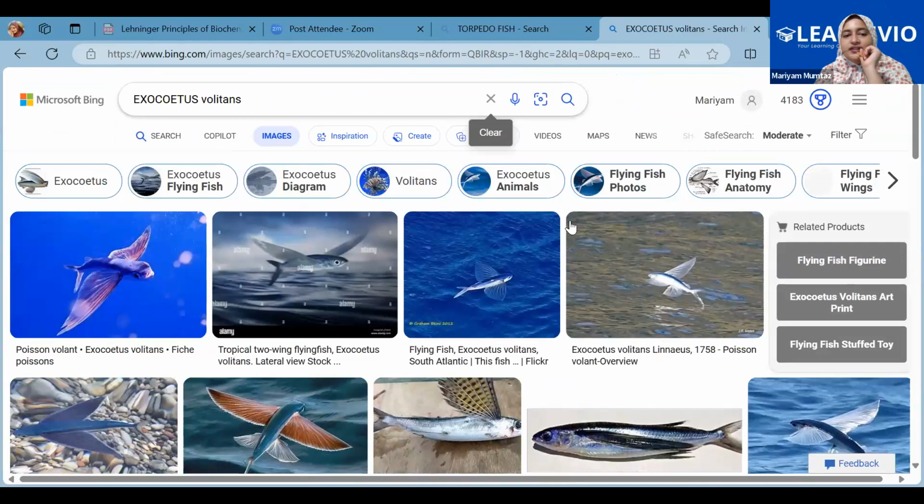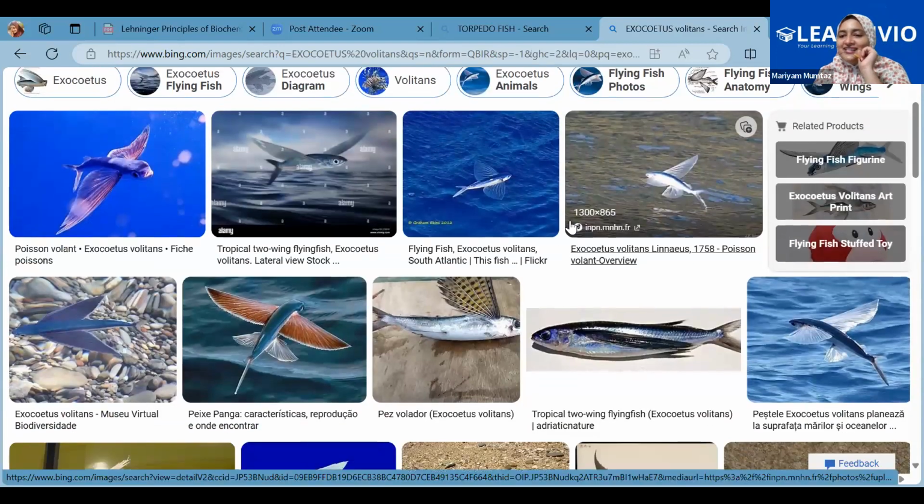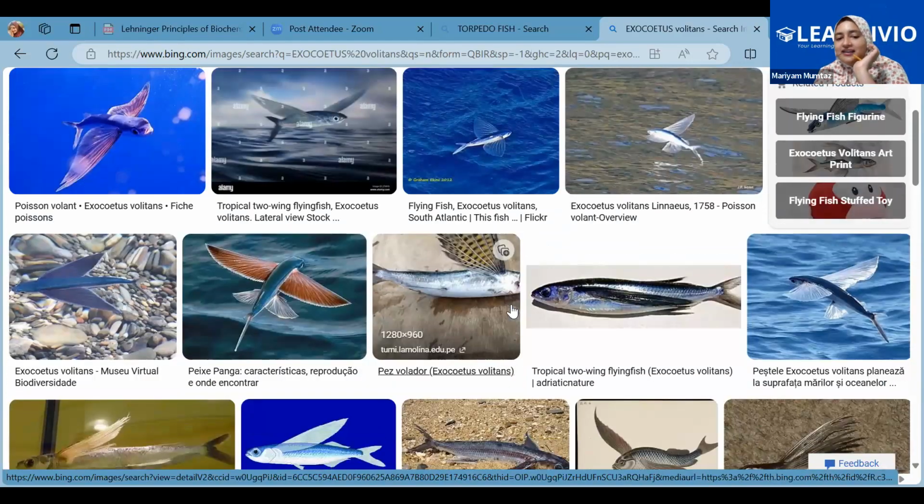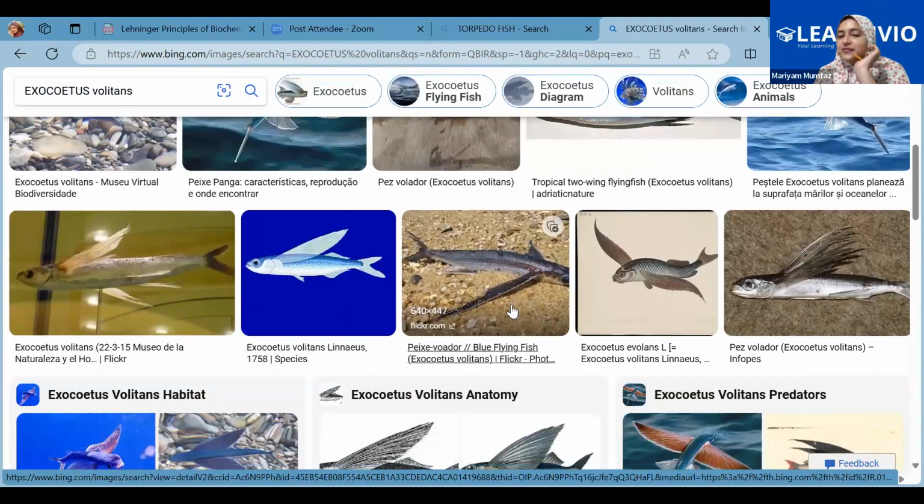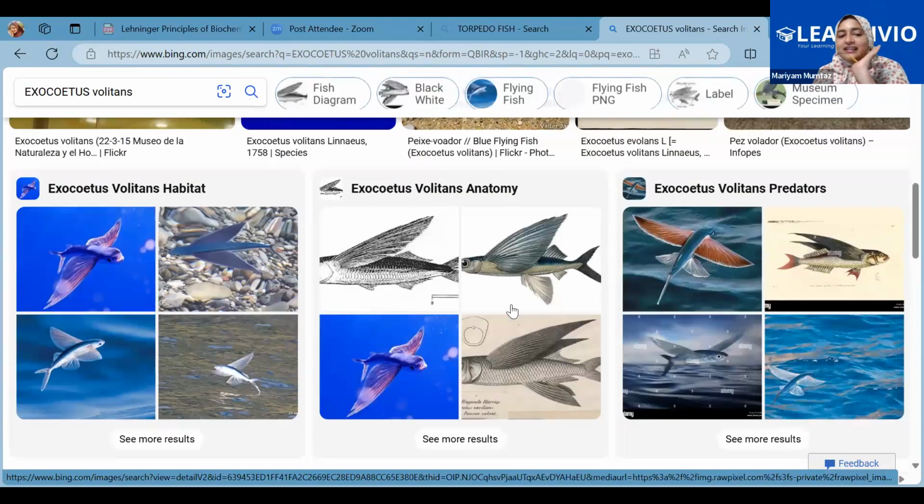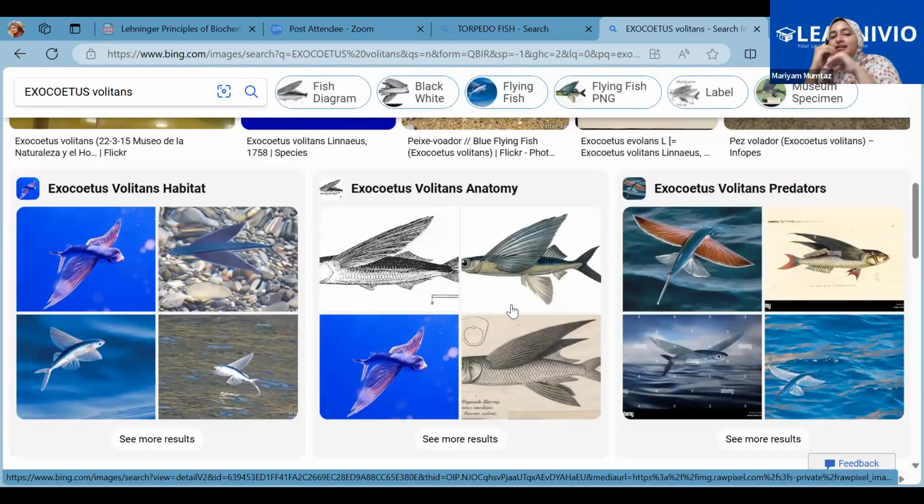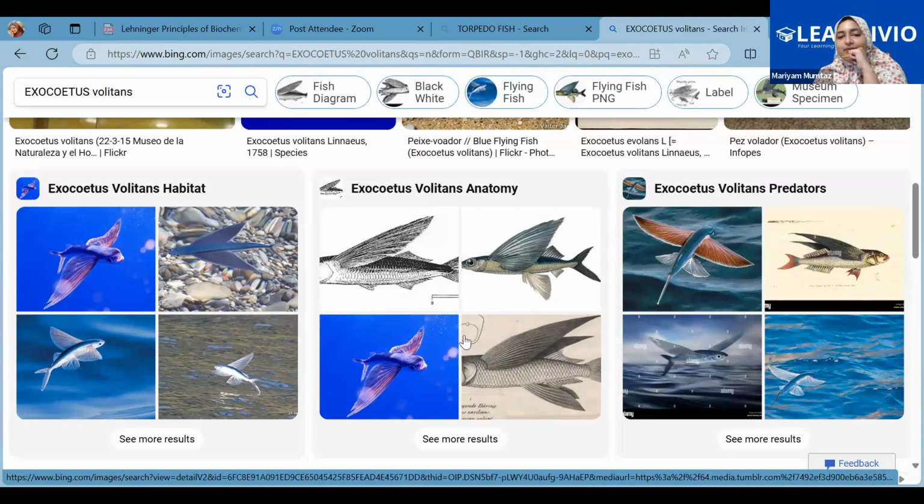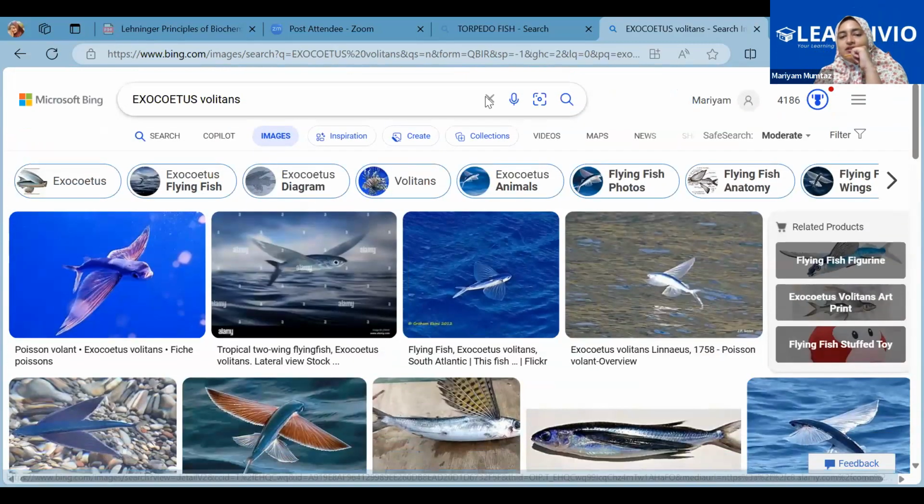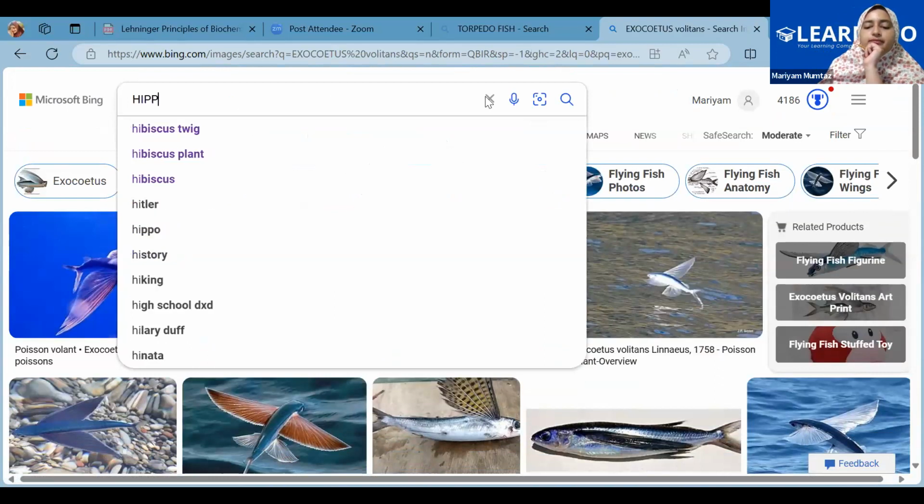This is Exocoetus, flying fish. Do you see the fins? Doesn't it look like wings? Isn't it? That is why they're termed flying fishes, but they don't fly. Don't ever think that they fly. Fishes can't fly. They come out of the water and they go back in. It sort of looks like flying. Okay, so this is Exocoetus. Then we had Hippocampus.